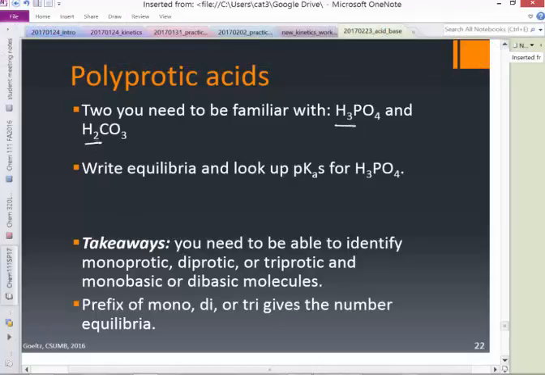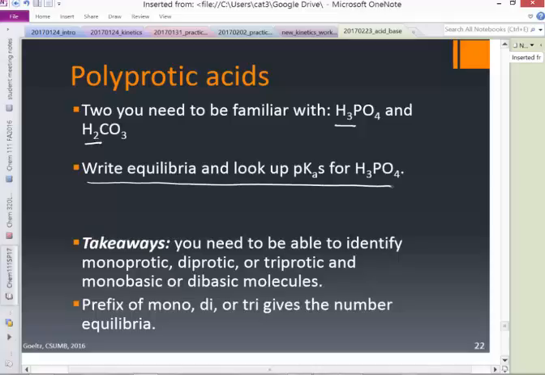H3PO4 and H2CO3 means that more than one proton can come off. That's what that means. Here's the trick, though. They don't come off at the same time, if you want to think about it that way. They don't all come off at once. They come off stepwise, one at a time. First, second, third. We'll talk about the takeaways and we'll do this exercise of writing the equilibria for H3PO4.